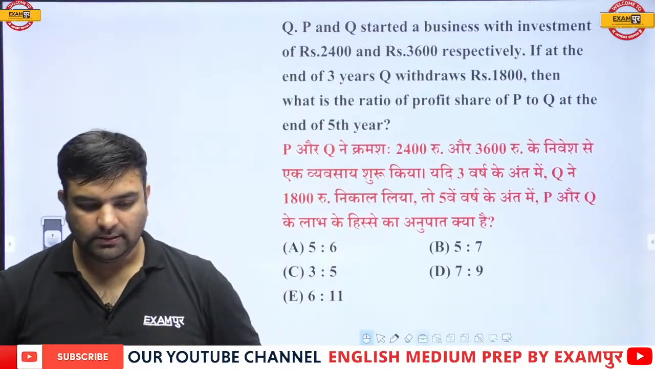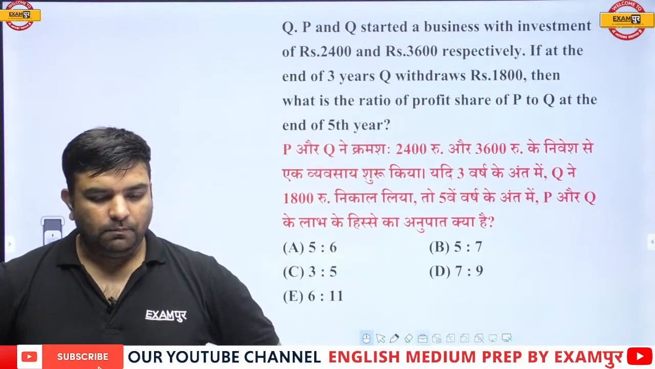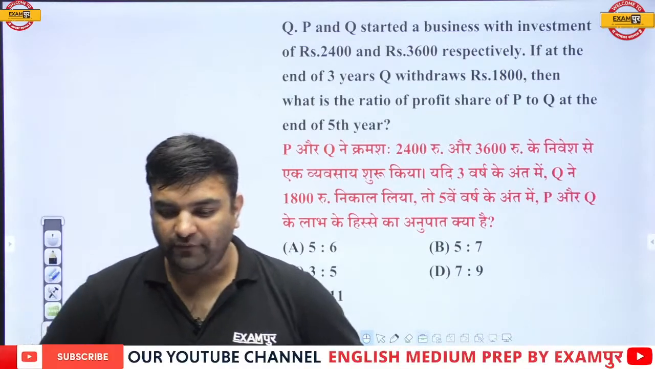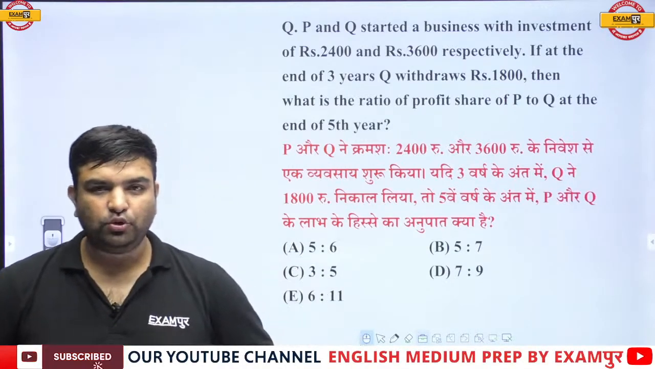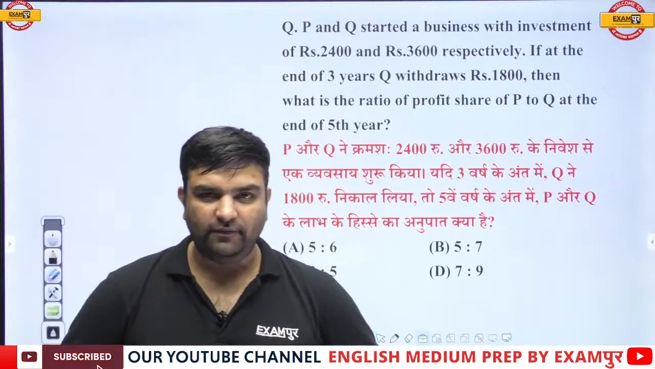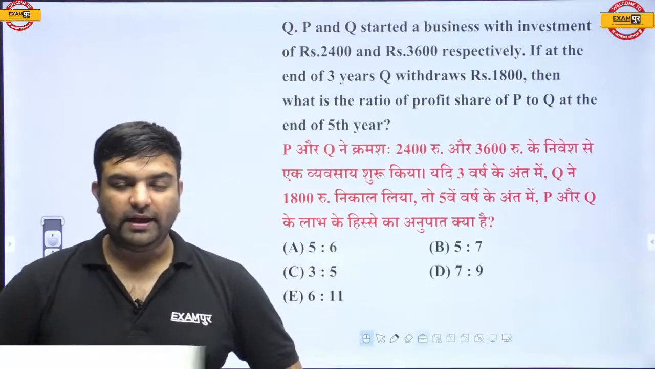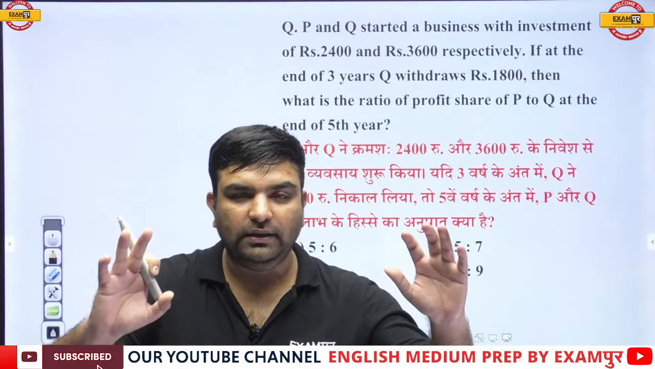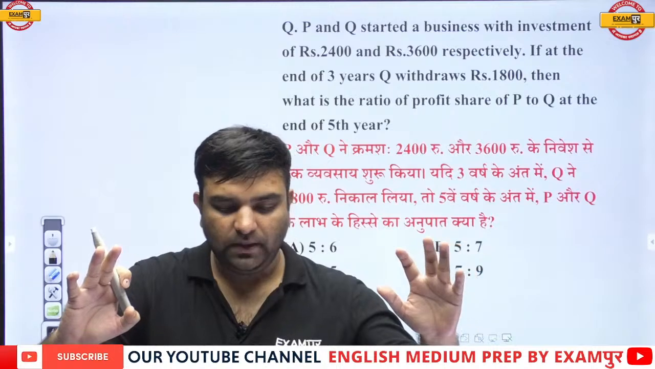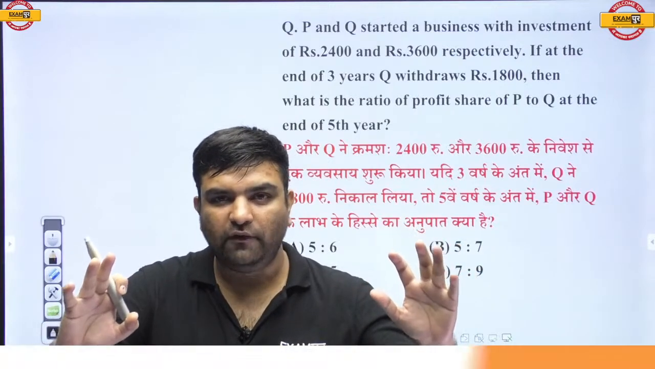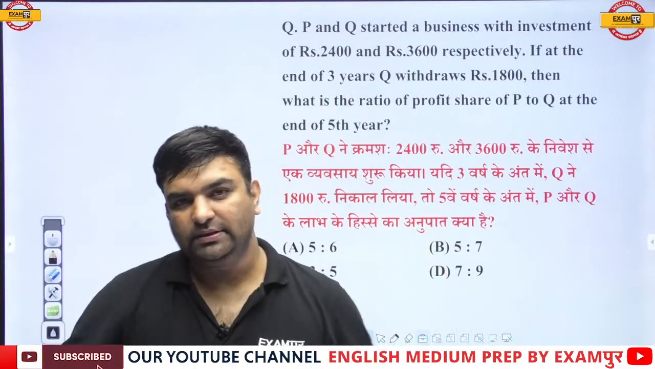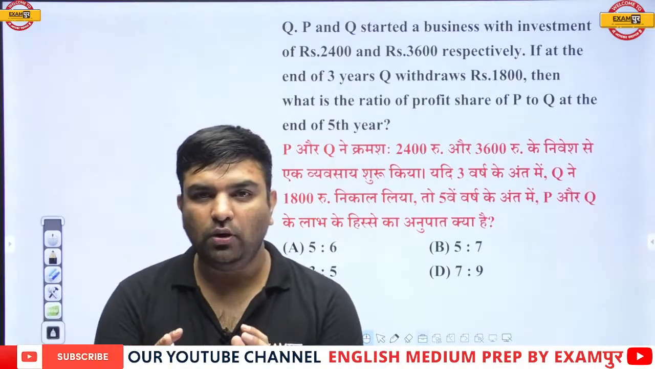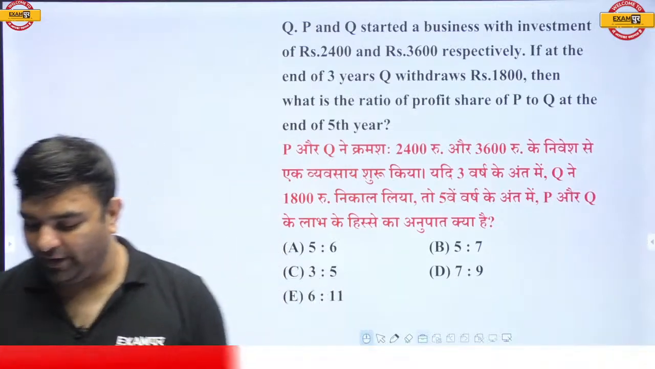Next. Partnership. P and Q have started a business with 2400 and 3600 respectively. At the end of 3 years, Q withdrew 1800. What is the ratio of the share of P and Q at the end of 5 years?